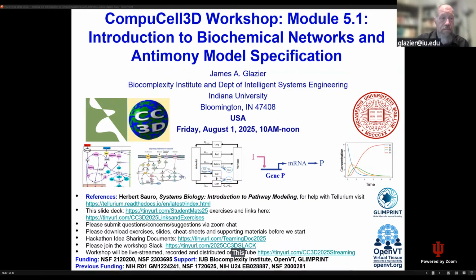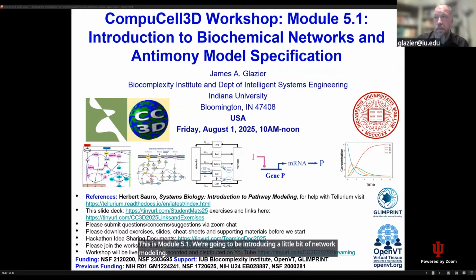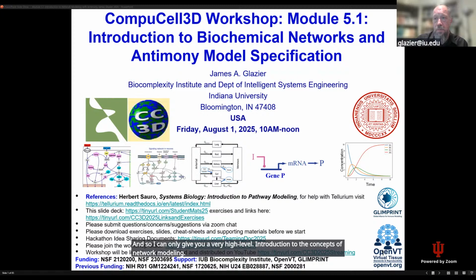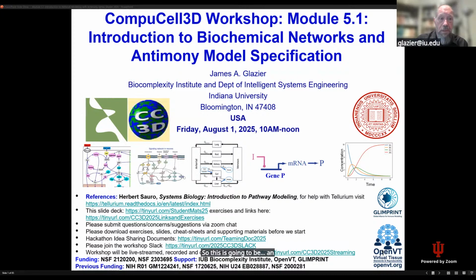This is Module 5.1. We're going to be introducing a little bit of network modeling and using the Antimony syntax for doing model specification. Network modeling is a big topic. You could easily do a week or 2 weeks just on network modeling. And so I can only give you a very high-level introduction to the concepts of network modeling. So this is going to be an intro, and I realize that people will probably want to know more, and I will provide some links and references to things that could allow you to learn more.